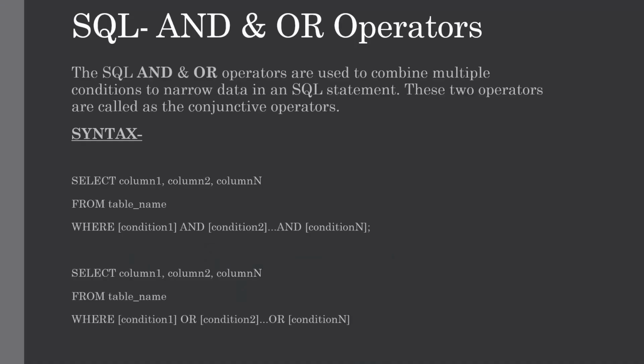Hello everyone, welcome to my channel, and in this tutorial I am going to explain the conjunctive operators such as AND and OR operators. The SQL AND and OR operators are used for combining multiple conditions to further narrow down the data in a SQL statement. These operators are known as conjunctive operators.